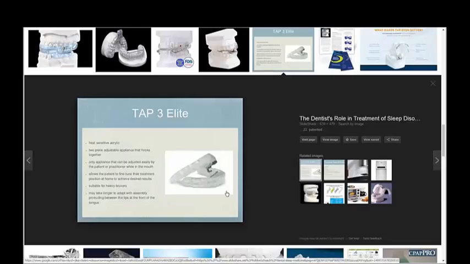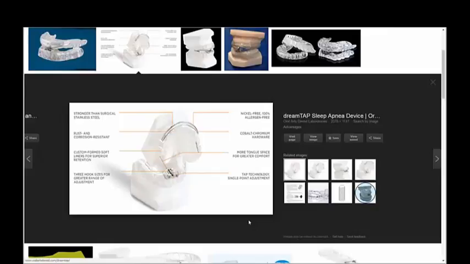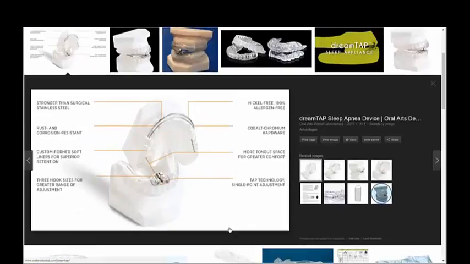But you do have some lateral side-to-side motion. Okay, the most recent evolution of the TAP appliance, which I believe now is the only version that TAP makes, is the Dream Tap. And it might be a little difficult to see, but what TAP has done is taken the bar and moved it onto the maxillary arch.